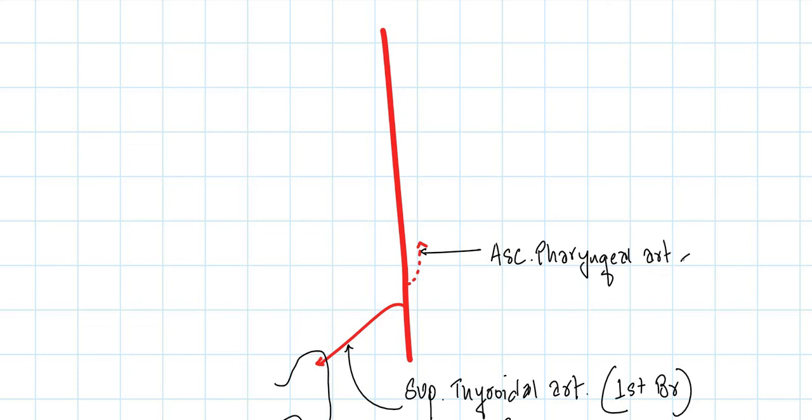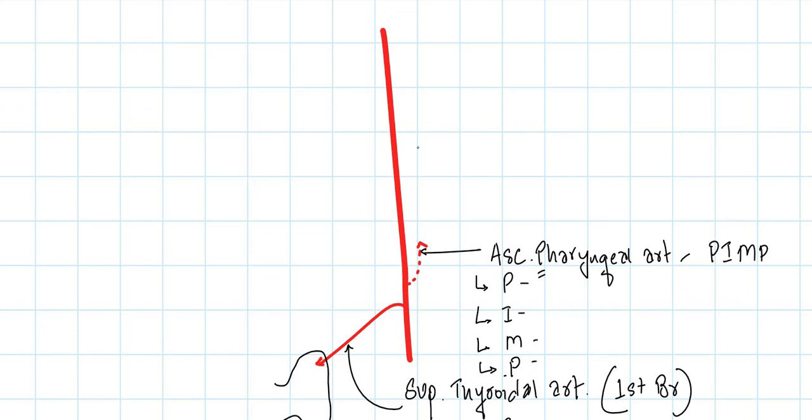Now this ascending pharyngeal artery has many branches. You can just remember them by a word. It's not a very good word, but it's a good memory device: PIMP. You can Google it up. PIMP are the branches of ascending pharyngeal.